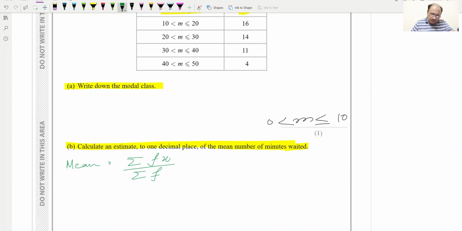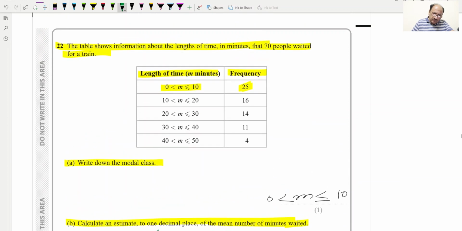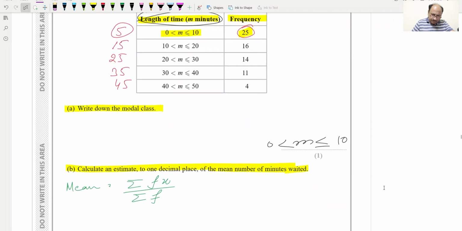This will be the formula which we will be using. This is group data, so we will be taking the midpoint of each class. The mid of 0 and 10 is 0 plus 10 divided by 2, which is 5. The middle value of 10 and 20 is 15. Similarly 25, 35, and 45 are the middle values which we are writing. Now we will multiply 5 with 25, and we will write the equation.